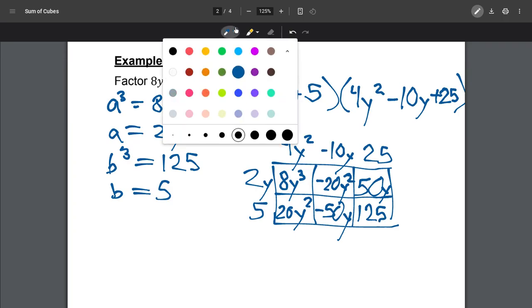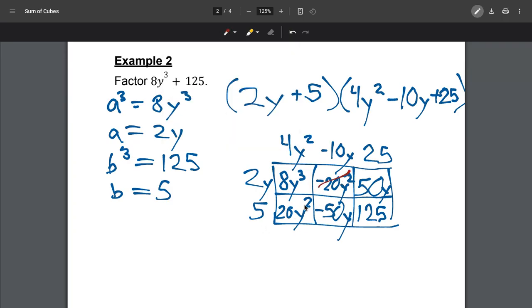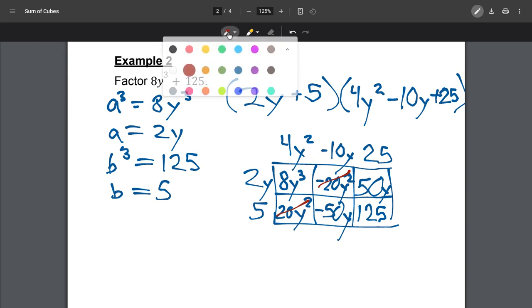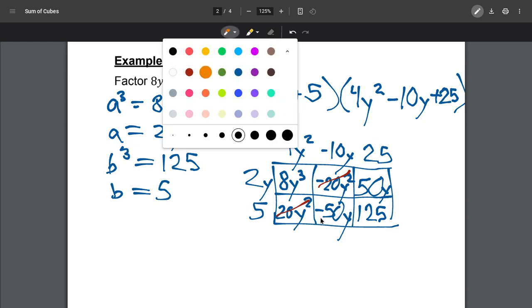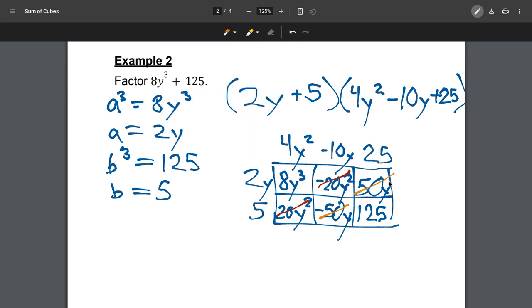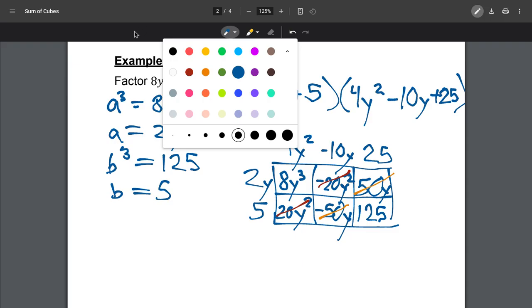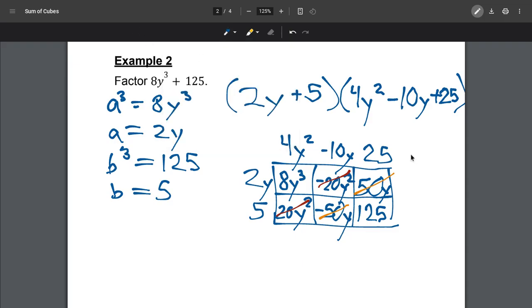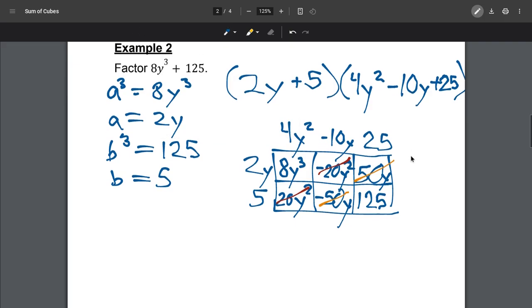Okay, so if we look here, the negative 20y squared and the positive 20y squared cancel out, as well as the negative 50y and the positive 50y. So all we're left with is the 8y cubed plus 125. Okay, let's take a look at another example.